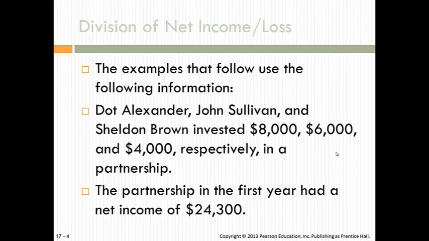Recall that net income is closed out to capital in the closing process. In this case, we have three capital accounts, one for each partner. We need to determine how much is closed out to each account.